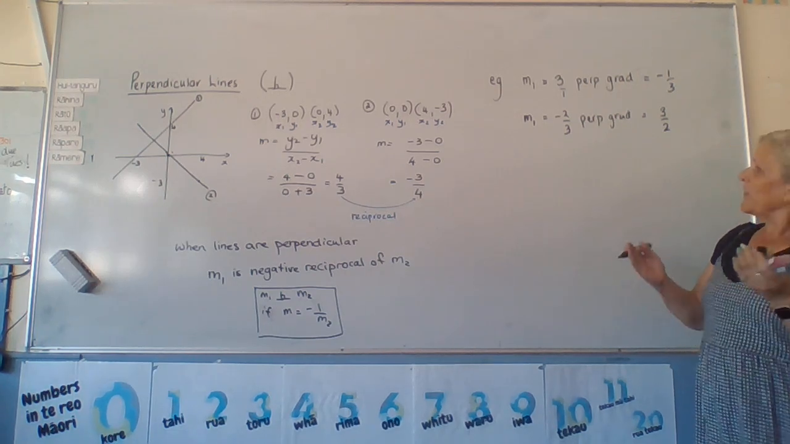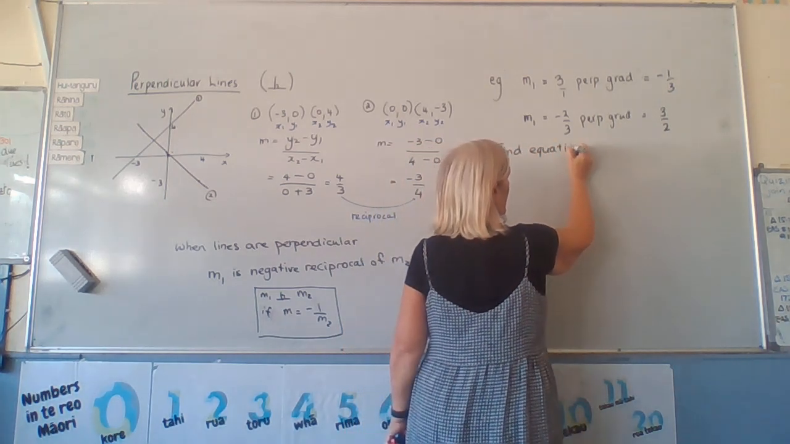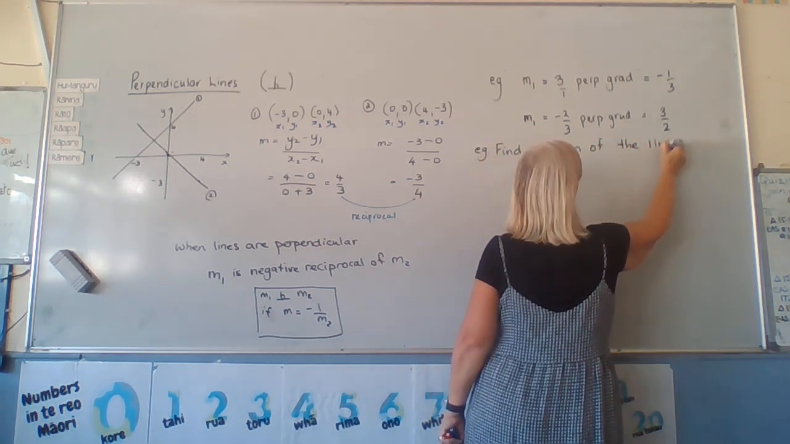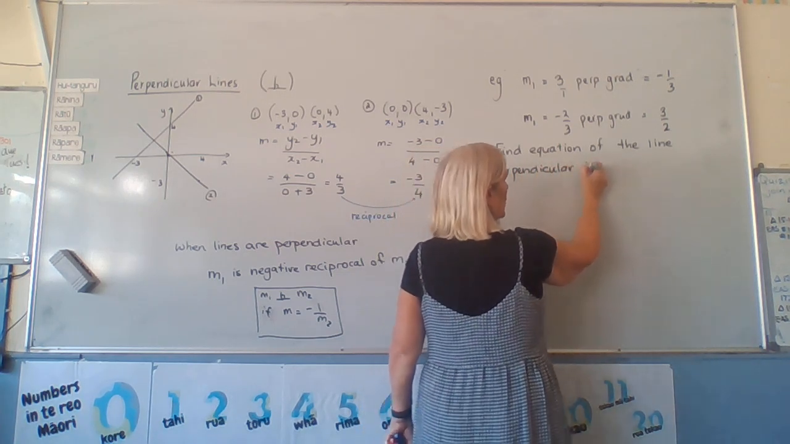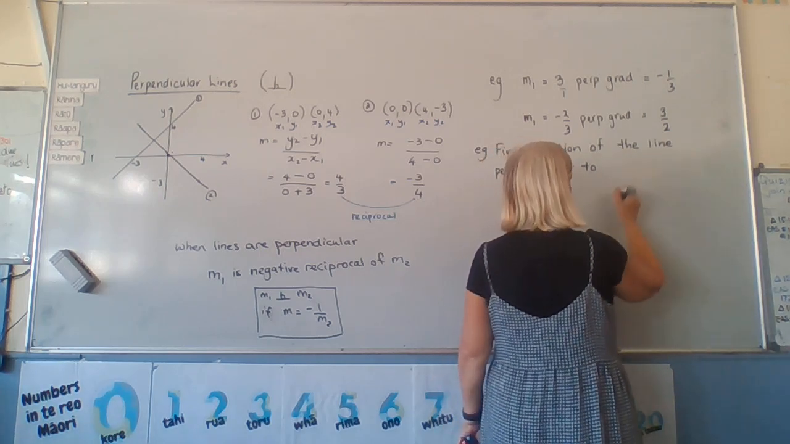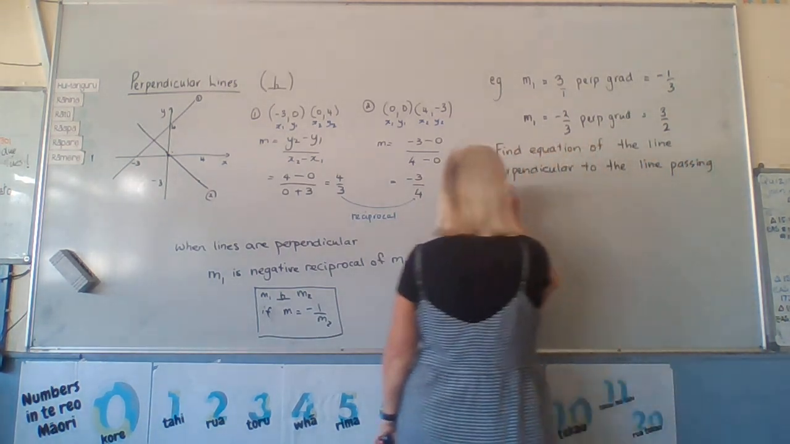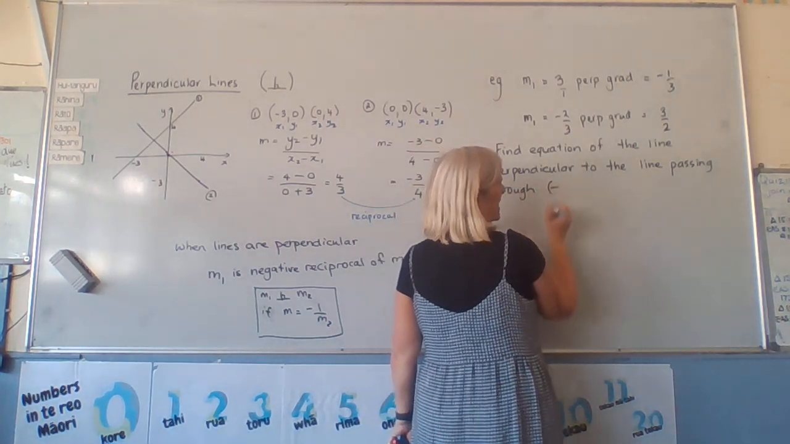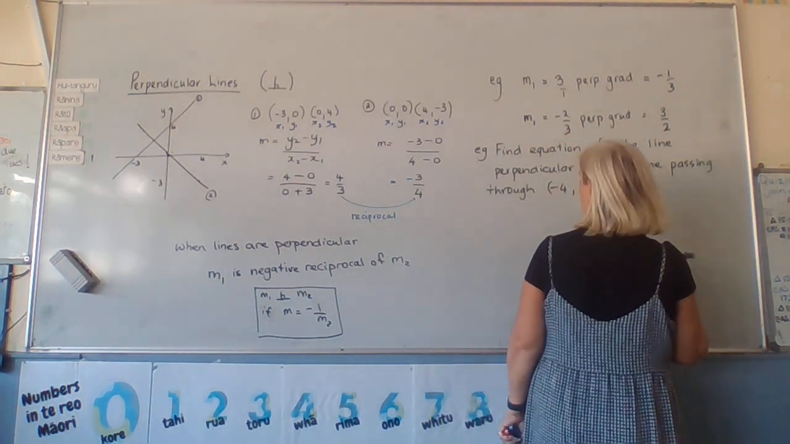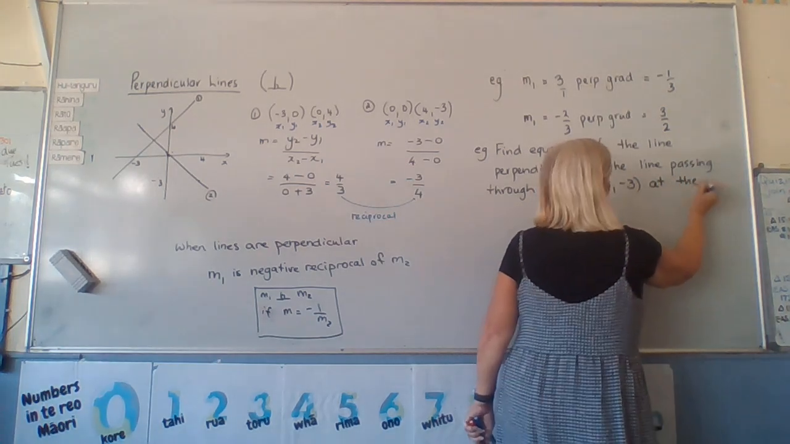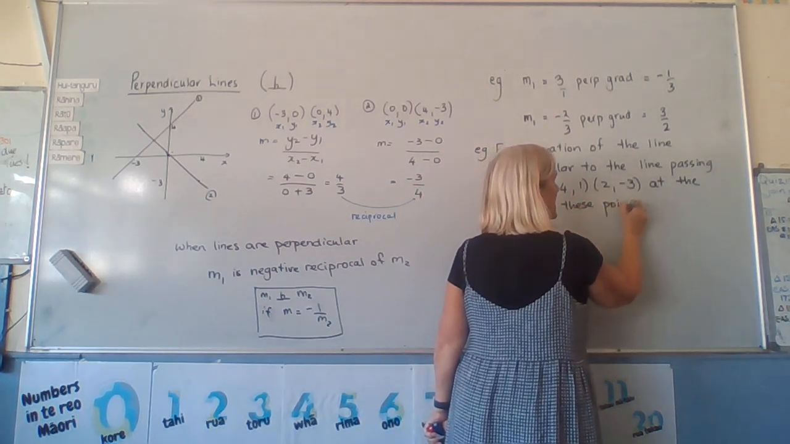So, how does this work? If we have to find the equation of the line perpendicular to the line passing through -4, 1 to -3 at the midpoint of these points. Wow, there's a whole assessment almost.